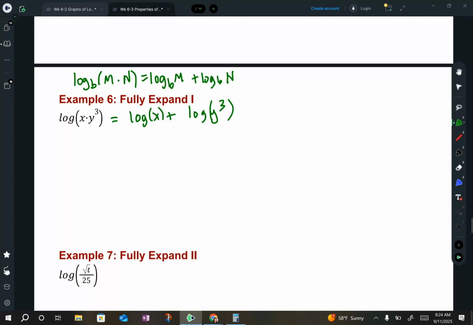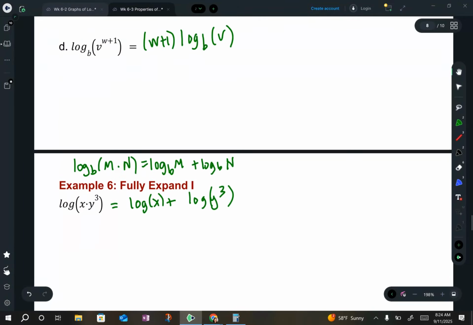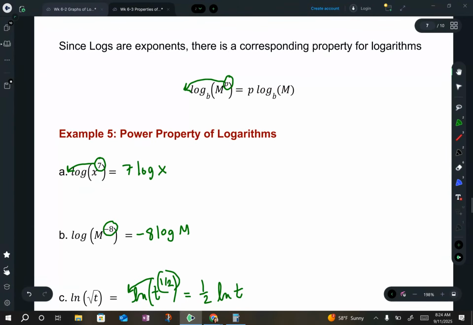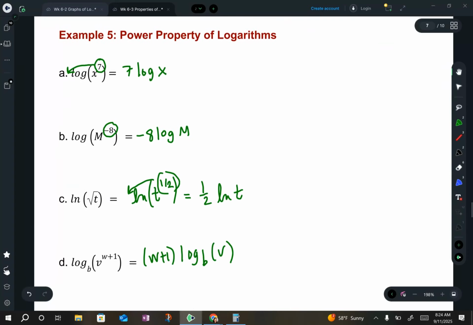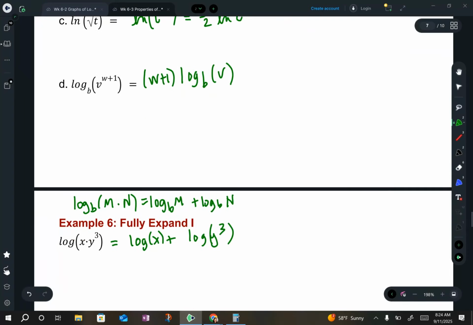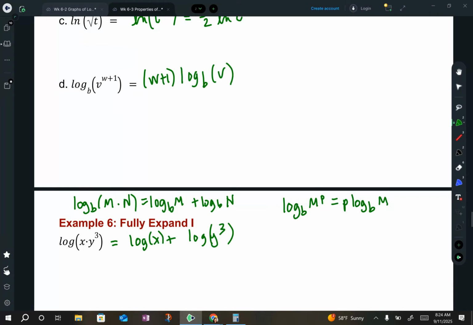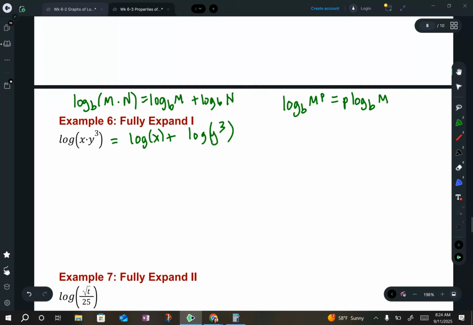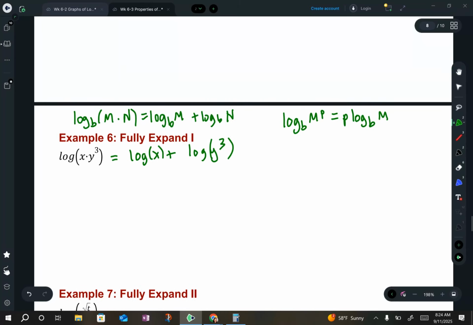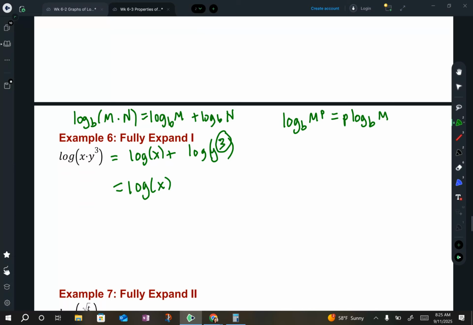All right, so we're not totally done because we have this y cubed. Now, if we remember back to our power property, which we just did, it said that log base b of m to the p is p log base b of m. So let's write that one down. Log base b of m to the p equals p log base b of m. So we're going to use that property now, not on the log of x. That one's done. But on this one, we have this y cubed. We want to get that out of there, so that becomes plus 3 log y.